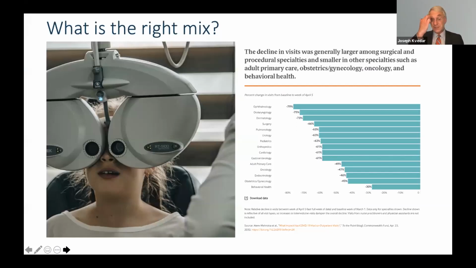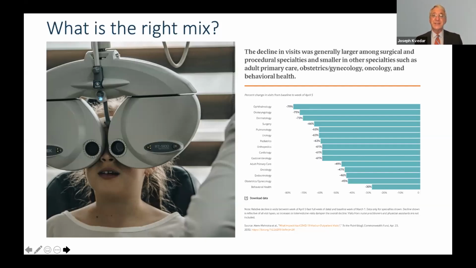What's the right mix? And really, this is an important thing that's going on right now throughout the industry. Specialty societies are tackling this, individual practitioners. Now that we're in a hybrid environment, you say, what should I be doing by telehealth? And this comes up over and over and over again.